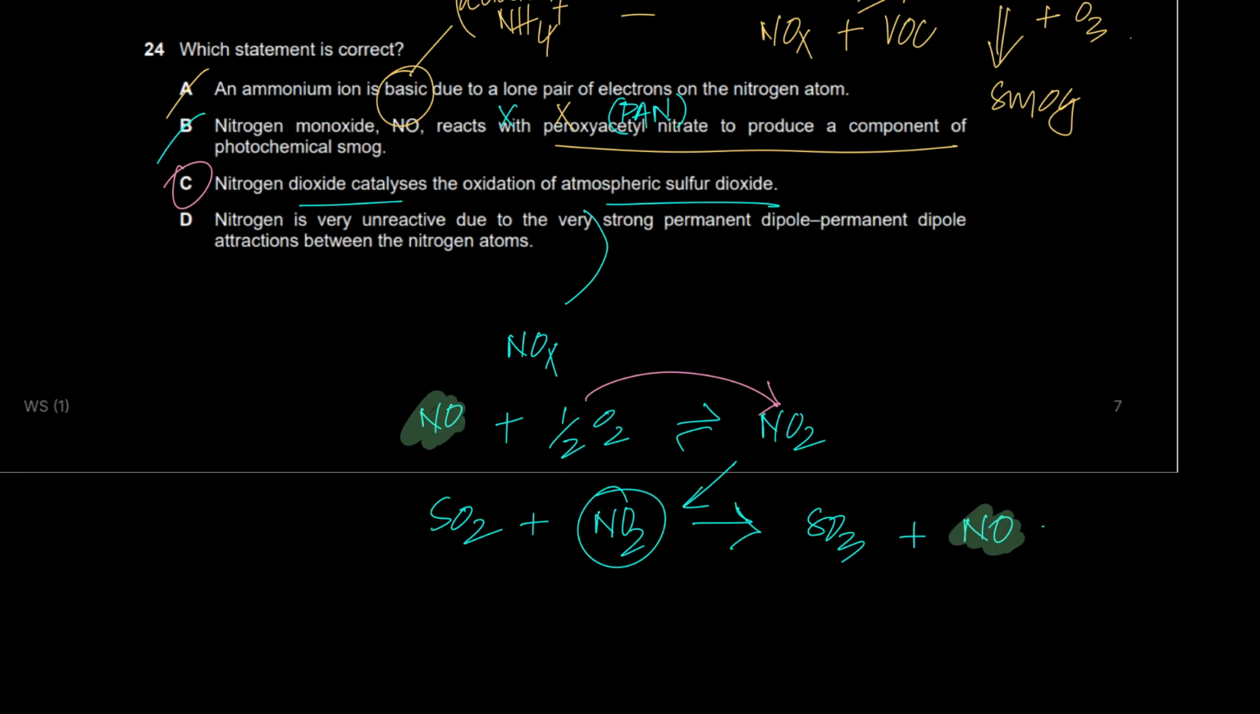Nitrogen is very unreactive due to the strong permanent dipole. No, absolutely wrong. First of all, nitrogen does not have any permanent dipole. N is triple bonded to N. It's a non-polar molecule, first of all. Second of all, it is not strong due to dipoles. It is strong because of this triple bond. It has a sigma bond and 2 pi bonds, which is far stronger than just a single sigma bond or just a single sigma and a pi bond. So that's the correct option, and that's it.